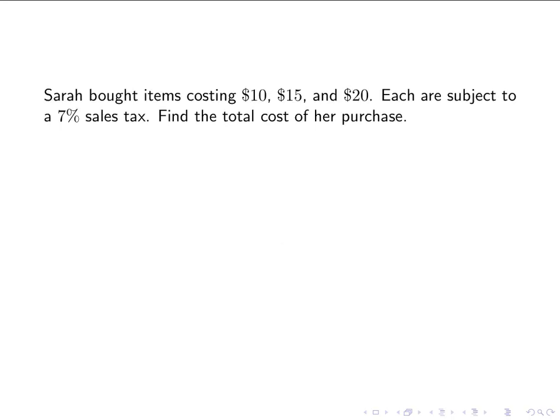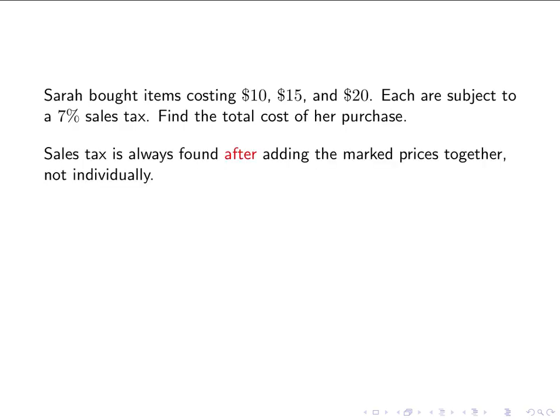Sarah bought items costing $10, $15, and $20. Each are subject to a 7% sales tax. Find the total cost of her purchase. Whenever we have multiple items being purchased that have a sales tax associated with them, we always add their marked prices together first and then find the sales tax.